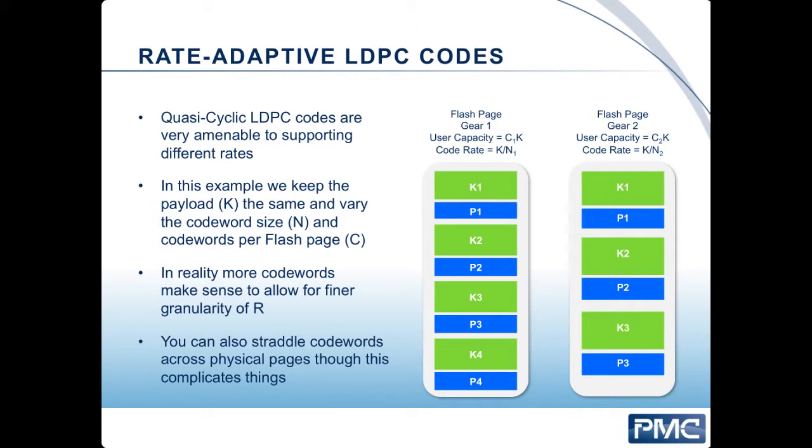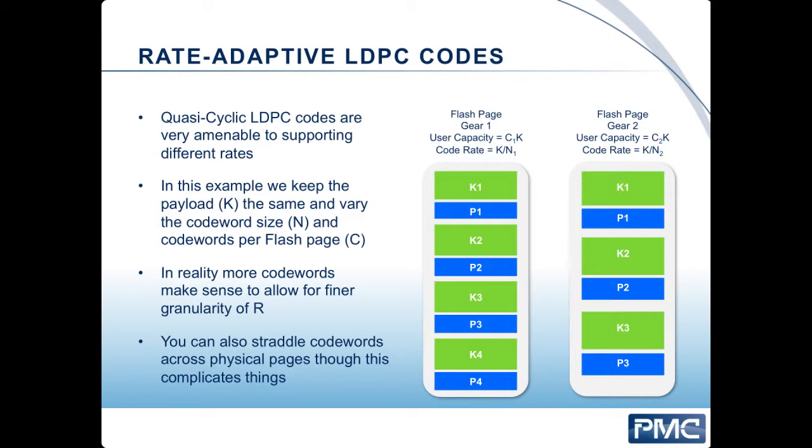Quasi-cyclic low-density parity check codes are a subset of low-density parity check codes and are useful because they can be constructed in a rate-adaptive manner. What I mean by that is that it's possible to, at one stage in the life of the flash, use a low-strength low-density parity check code, and at other times use a high-strength. And by doing so, we can match the error rates of the flash to the power of the error correction engine and maximize the capacity for the user.